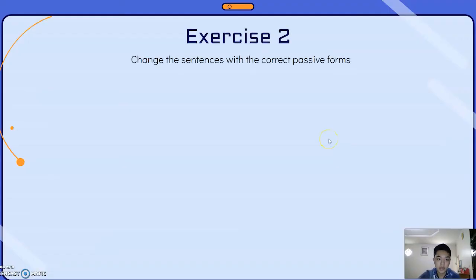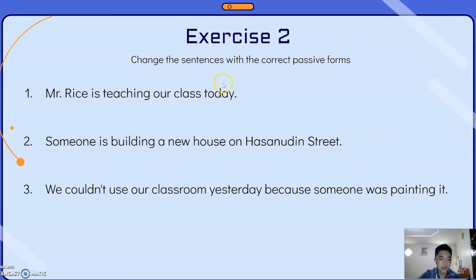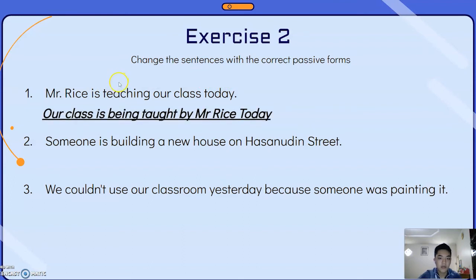In this exercise we're going to change the sentence into the correct passive form. So these are the sentences. Number 1 is Mr. Rice is teaching our class today. The passive form is Our class is being taught by Mr. Rice today. Here we change the verb from teaching to taught, verb 3.